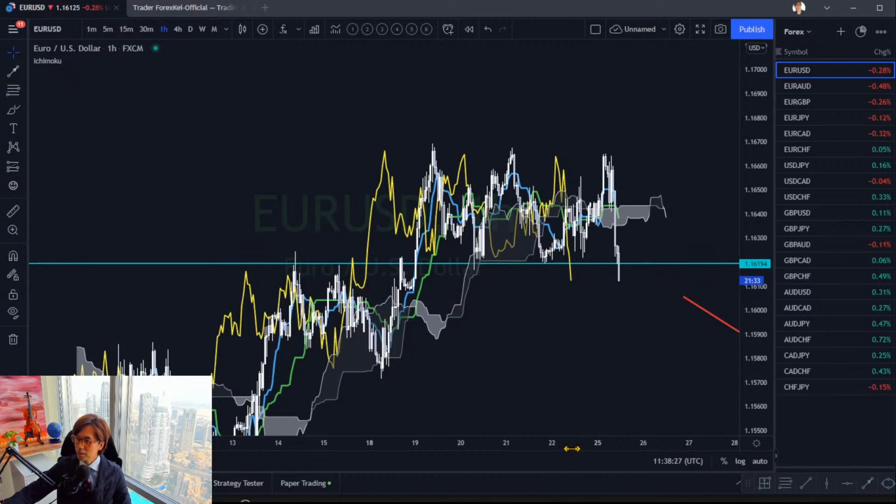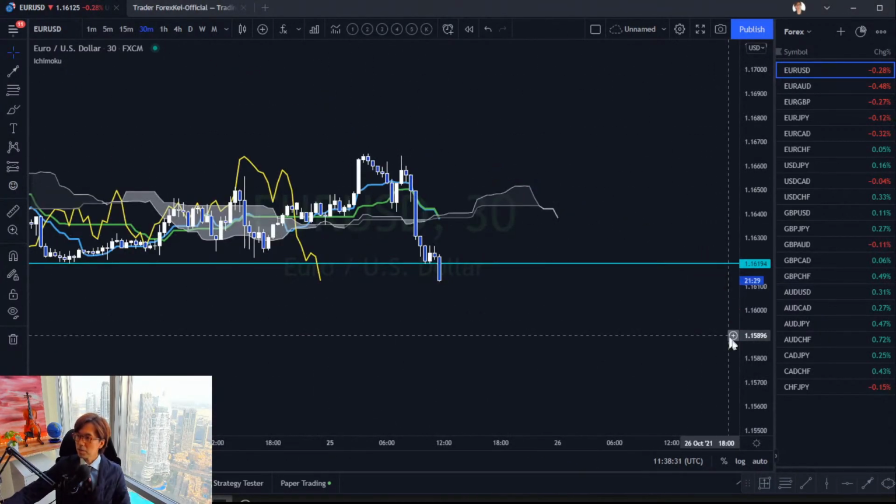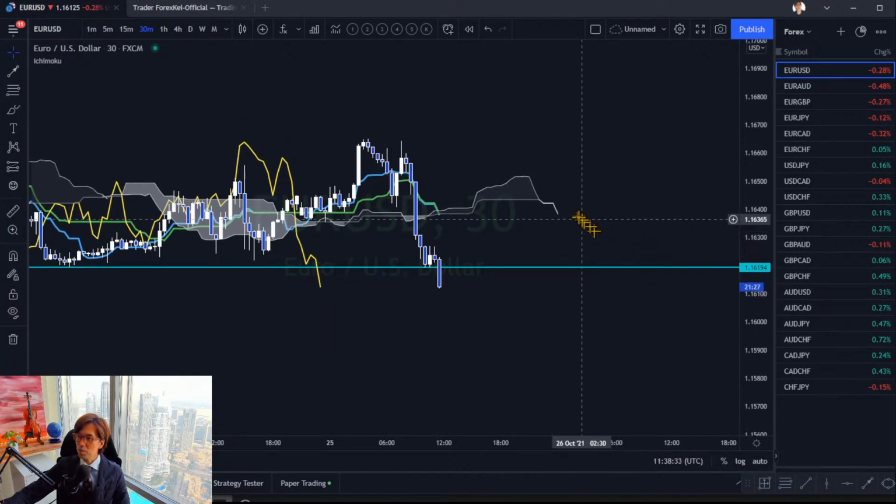So let me look into the 30-minute chart also. Yeah, if you see the 30-minute chart, you see the Kumo's pointing down. Well, the Kumo is a bit too thin to be trustable, but after the breakout, we can expect the market to continuously go down this way, or it might test the previous support and go down this way.